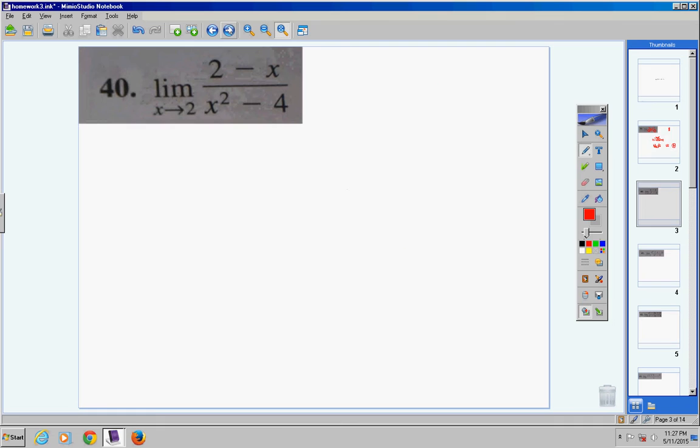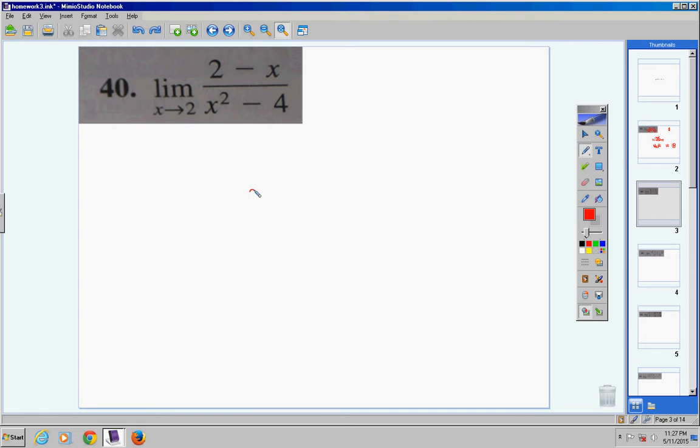Let's take a look at number 40. The exact same thing. If you put 2 in for x, you will get a 0 up top and you get a 0 in the bottom. So that's not going to help, okay? So next we need to try to simplify this expression. Let's see what we have.